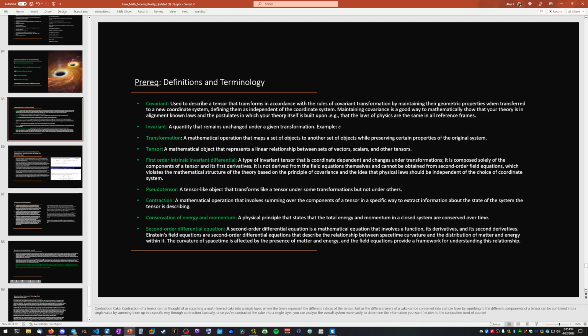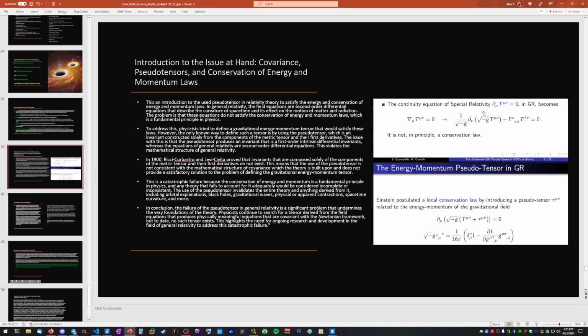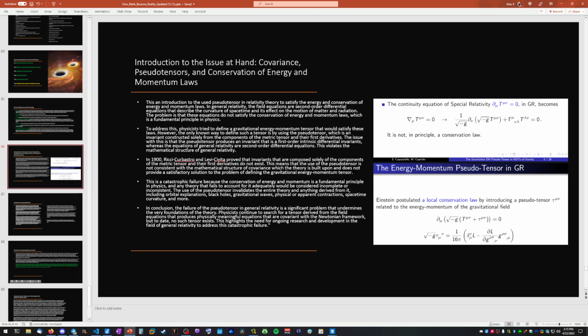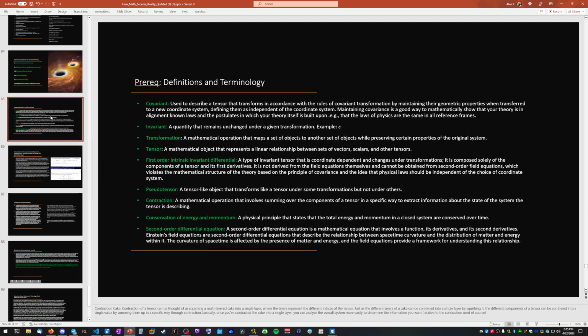with the laws of physics, and its postulates are built upon saying that all the laws of physics are the same in all reference frames. Well, without the tensor satisfying the laws of conservation of energy and momentum, that wouldn't be true. So this is a huge deal. They have to implement this thing called a pseudotensor, which we'll get into, which we'll move on to now.